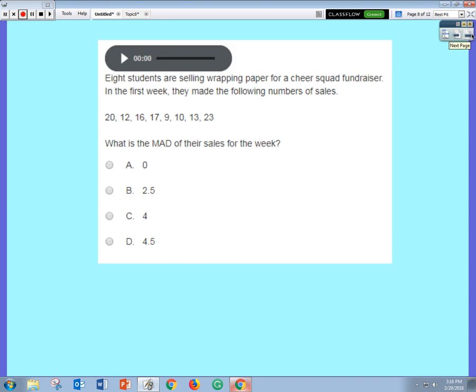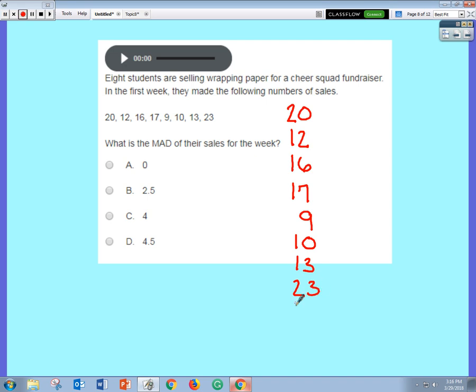8 students are selling wrapping paper for a Cheer Squad fundraiser. In the first week, they made the following numbers of sales. What is the MAD of their sales? This is another MAD question. This is starting to make me mad. Now, here's my thought as I write these numbers out. If they have 2 MAD questions on the online assessment, my guess is that they'll have 2 MAD questions on your post-test, the paper and pencil version.